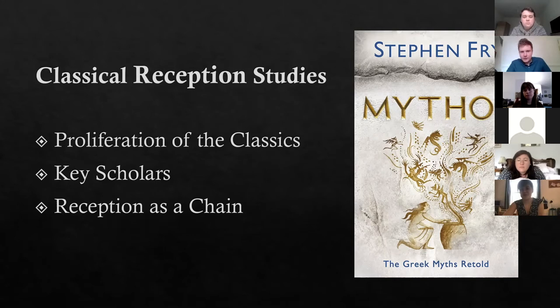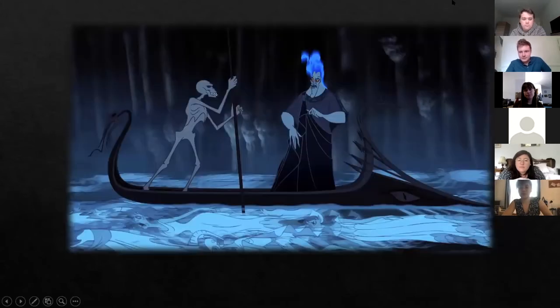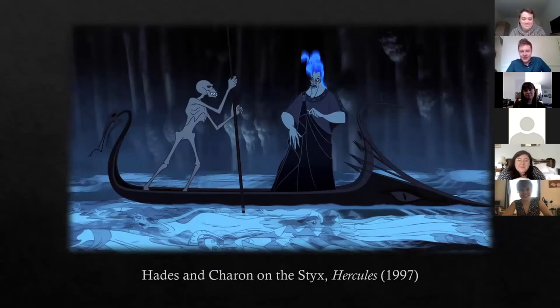I've got a few of my own examples, some hand-picked examples I've come up with over here. Let me just see if this PowerPoint moves again. Here we go. I'm sure you can all recognize this figure. Yes, it is Hades and Charon on the Styx in Hercules. And it's really quite interesting how they portray this. I think it's James Woods who voices Hades here, and he's kind of like a slick-talking used car salesman. I want to describe him that way. And it's quite unique. I don't think you'll get another portrayal quite like this.